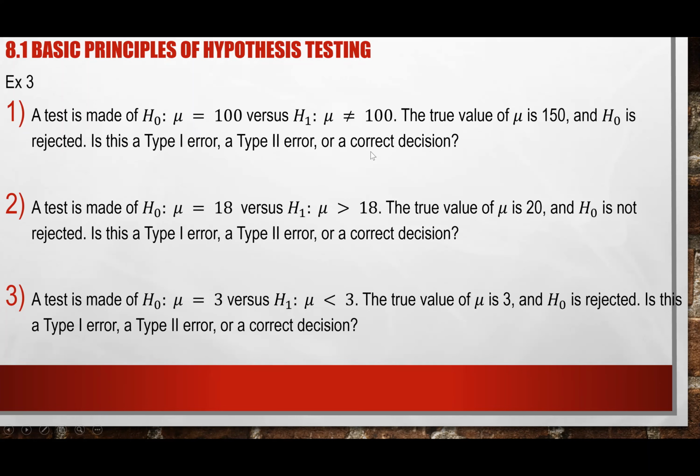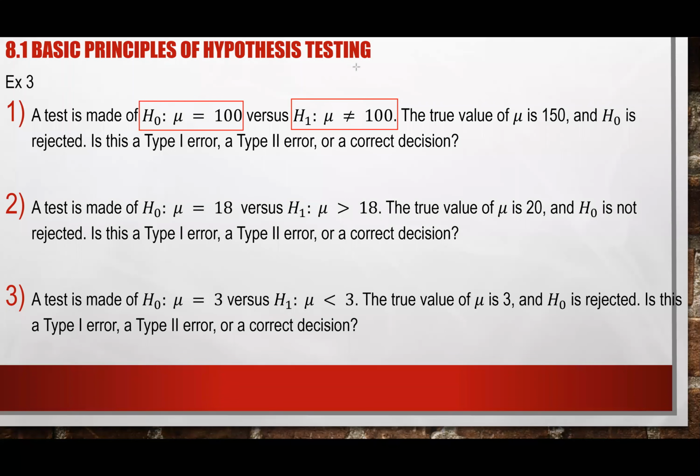So what is the test here? Well, the test is that the mean is equal to 100. And the alternative hypothesis is that the mean is not equal to 100. Everybody see that the null hypothesis, the mean is equal to 100. The alternate hypothesis, the mean is not equal to 100.